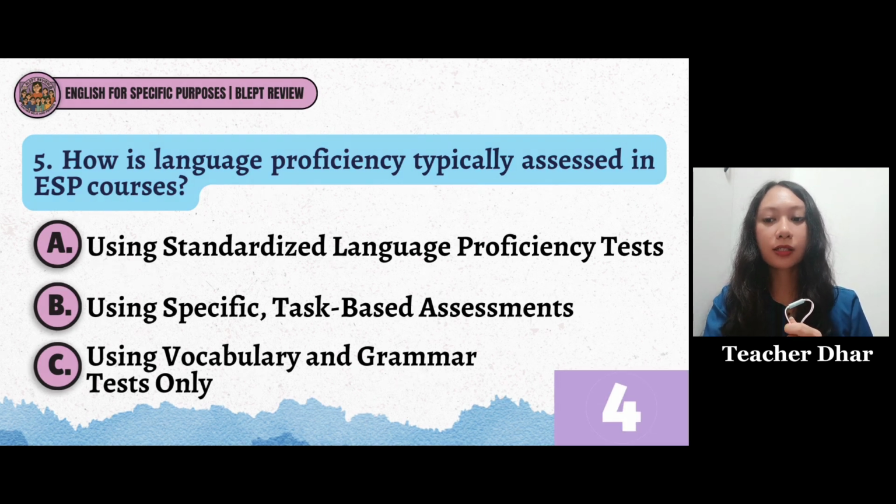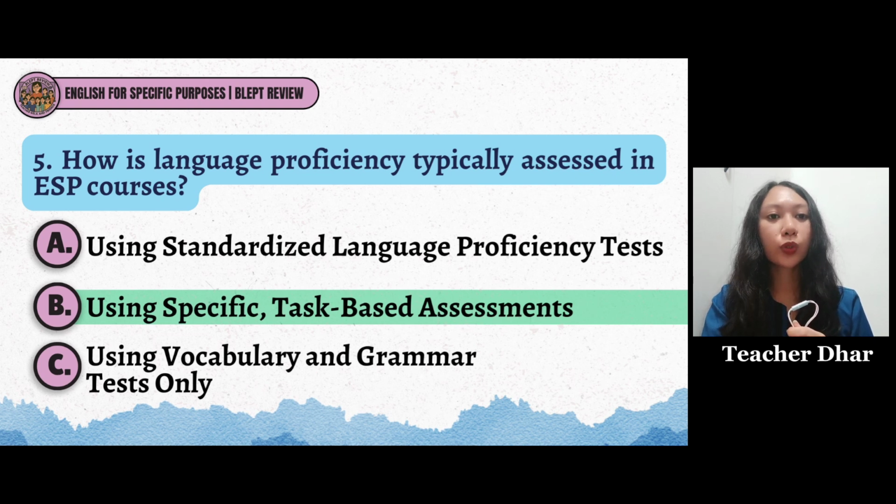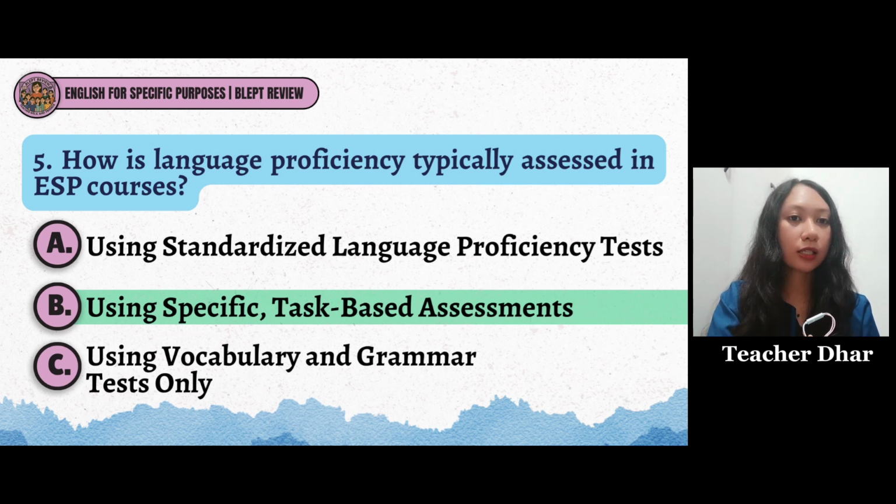Okay, the correct answer is letter B. Because in ESP courses, language proficiency is often assessed using specific task-based assessments that reflect the learner's specific needs and contexts, evaluating their ability to perform tasks and communicate effectively in their particular field or profession. For example, writing a medical report for English for medicine, and reading and interpreting technical instructions for English for engineering.